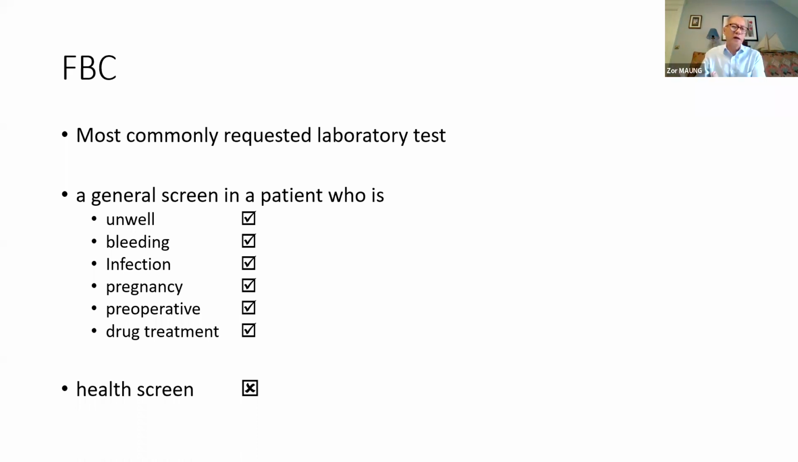And then you can work it out. So the patient goes to get the full blood count result, and then the clinical decision follows.